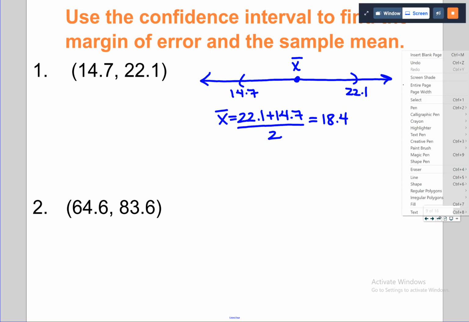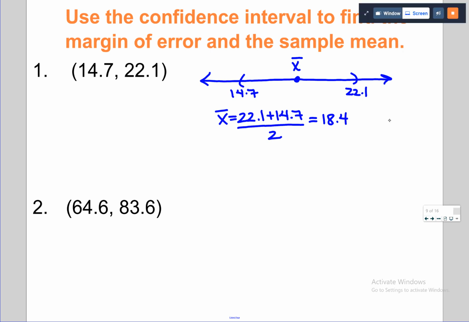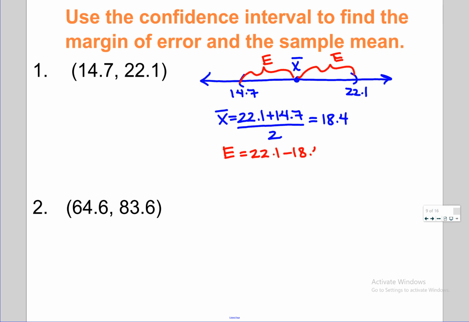Then, if you want to find that margin of error, that's what was added and subtracted on. So that's twice. You can see that in this picture here. It's the difference between your sample mean and then either extreme on your confidence interval. So you can use either pair there, just find the difference to get that margin of error. I'll just do the 22.1 minus the 18.4.